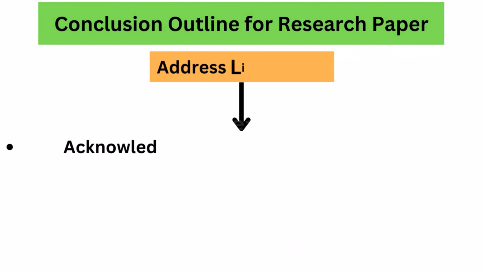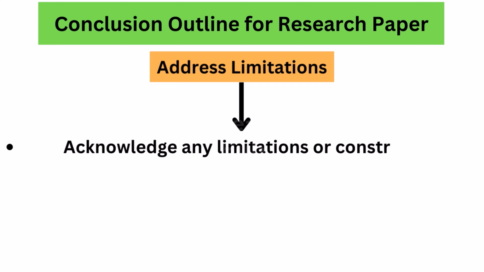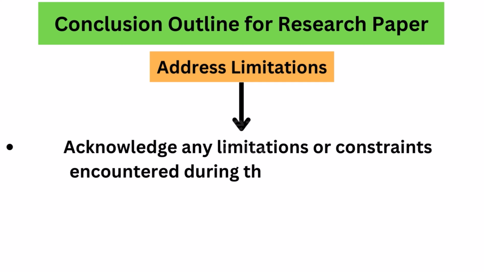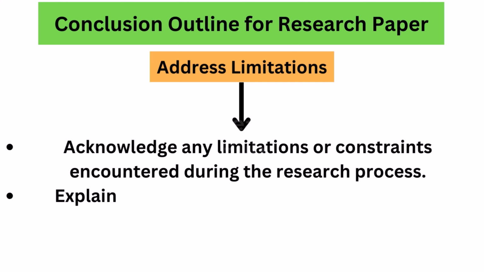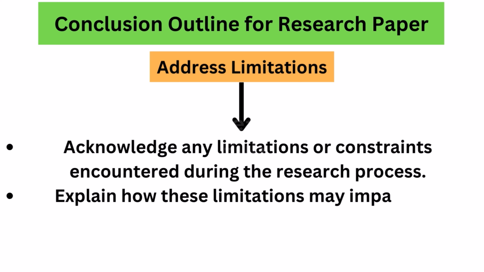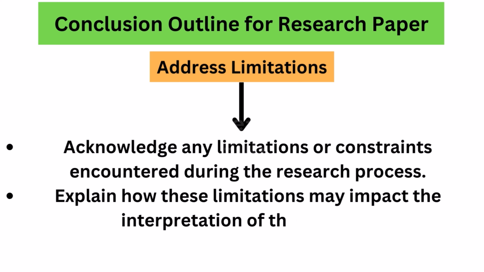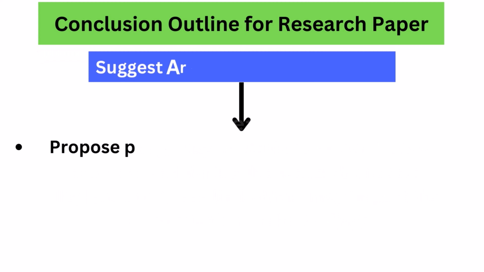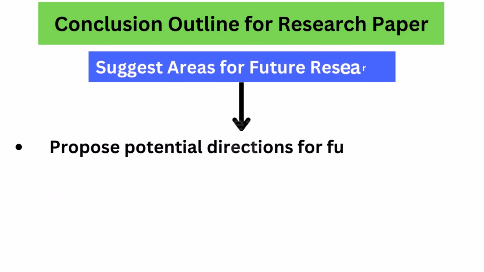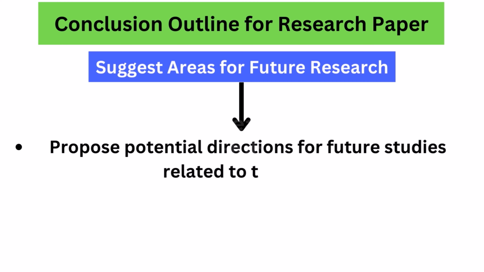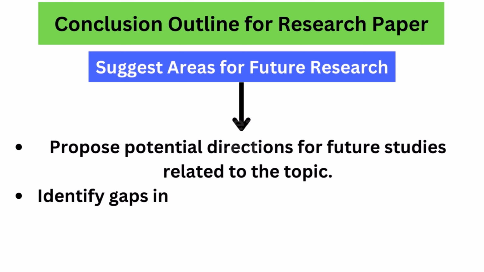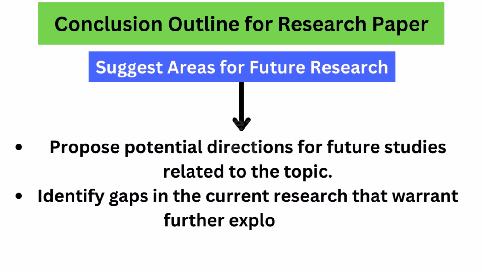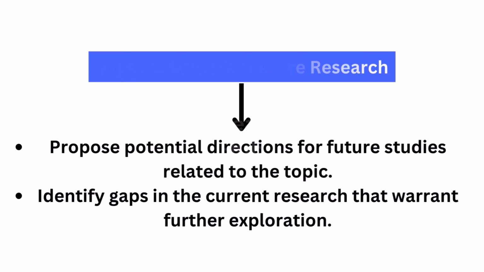4. Address limitations. Acknowledge any limitations or constraints encountered during the research process. Explain how these limitations may impact the interpretation of the findings. 5. Suggest areas for future research. Propose potential directions for future studies related to the topic. Identify gaps in the current research that warrant further exploration.